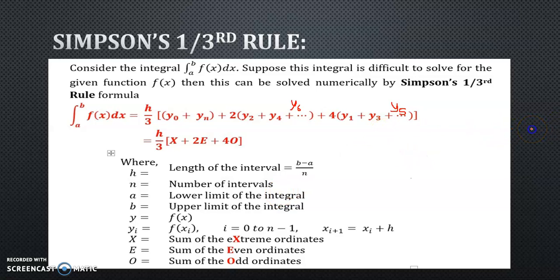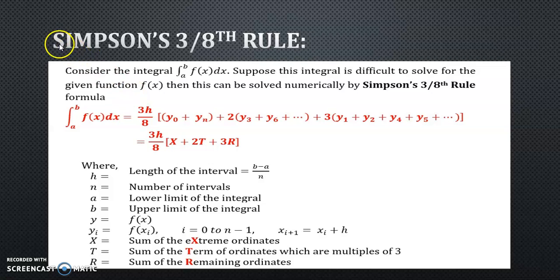Let us go now to Simpson's 3/8 rule. Simpson's 3/8 rule is given by the definite integral from a to b of f(x) dx, which can be calculated as 3h upon 8. So you can see that in the trapezoidal rule it was h by 2, in Simpson's 1/3 rule it was h by 3, and in the 3/8 rule it is 3h by 8. All these numbers we are talking about are multiples of h. That way you can remember the formula.